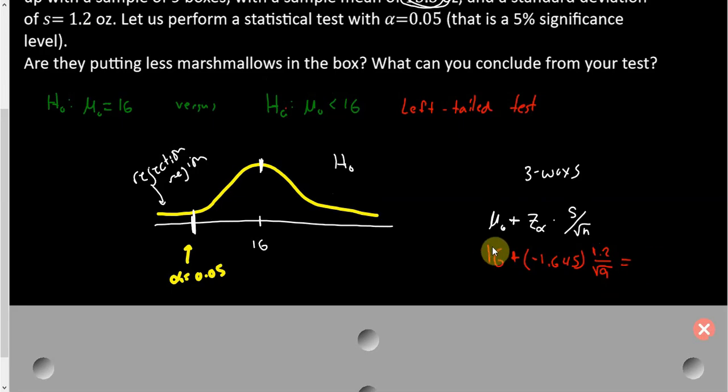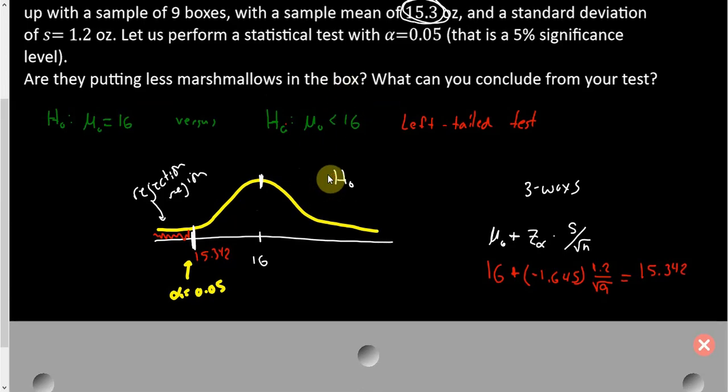So if I put this in a calculator and do all these calculations, you should get 15.342. Maybe we can just get 2 decimal places, 15.34. So that's what this 5% spot is on our number line, 15.342. So now, once I've found the rejection region spot, anything less than 15.342 means we can reject the null hypothesis.